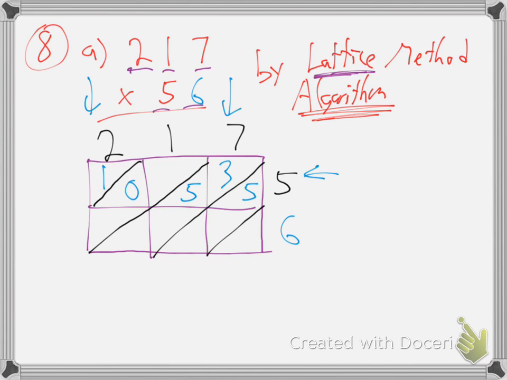Let's go to the bottom. So 6 times 7, 42. Just write that in. Next one, 1 times 6 is 6. 2 times 6 is 12. Good so far? Any questions so far?